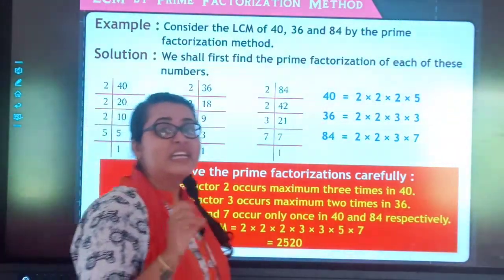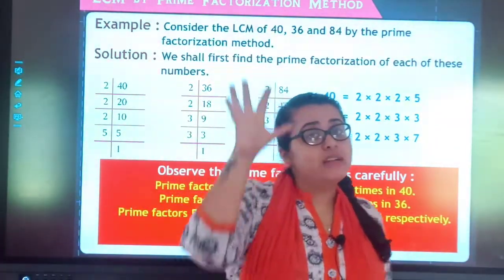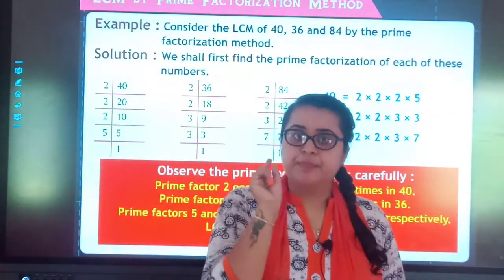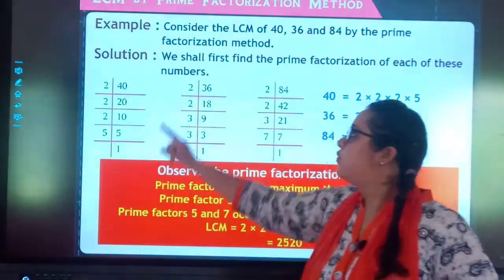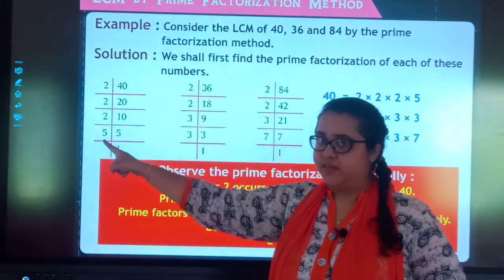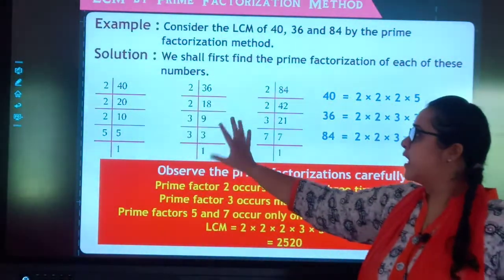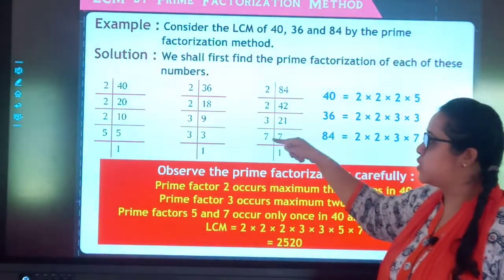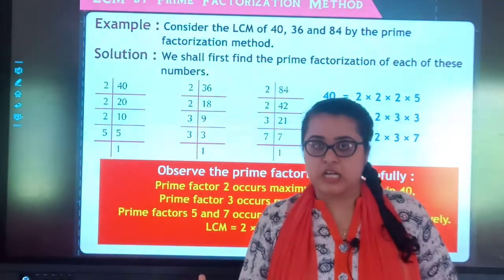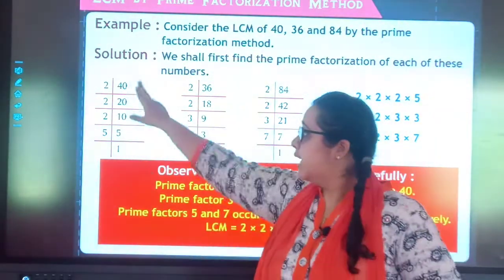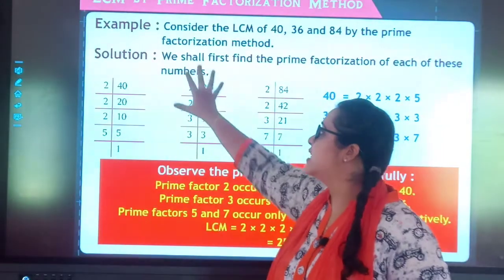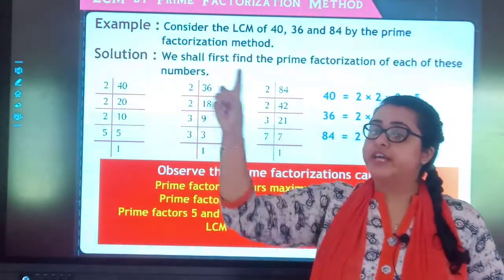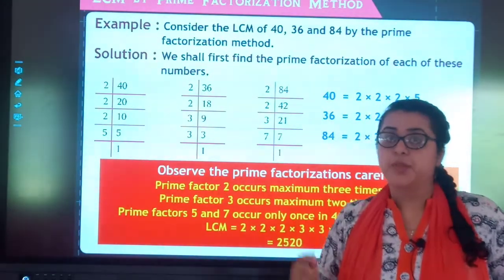Understood students? इसके अंदर हम क्या करेंगे? हम लेंगे सबको, बट जो सबसे ज्यादा है हम सिर्फ एक ही बार लेंगे. Understood? Like 40 में मैंने क्या लिया? 2 और 5 लिया. 36 में मैं क्या लूँगी? 2 into 3. 84 में आएंगे 2 into 3 into 7. कोई भी नंबर छूट नहीं जाना चाहिए. जो हम मैक्सिमम में एक के अंदर हम एक ही लेंगे. In this 36 में 2 times है, 3 2 times है. So I will take only 2 into 3. Okay students?